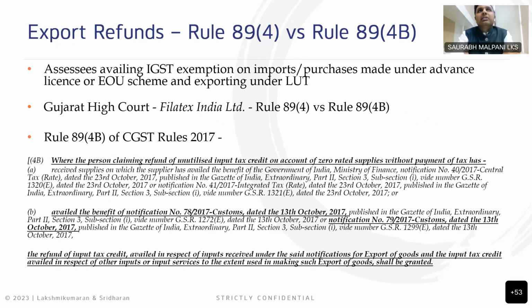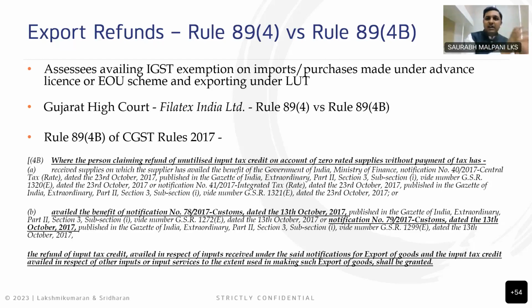So first, the majority of those present over here are exporters, so we want to take export refunds first. If you're exporting, there are two modes of refund, as everyone of you knows. One is export on payment of GST. Second is export without payment of GST.